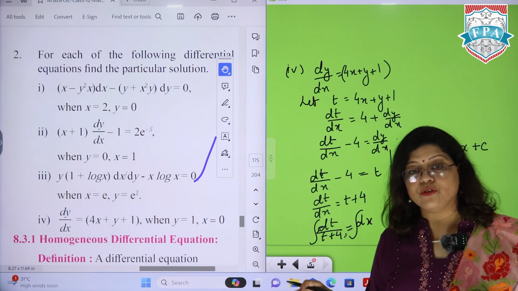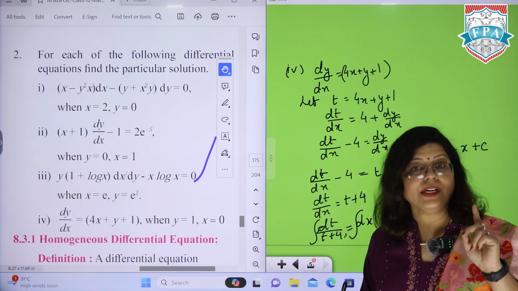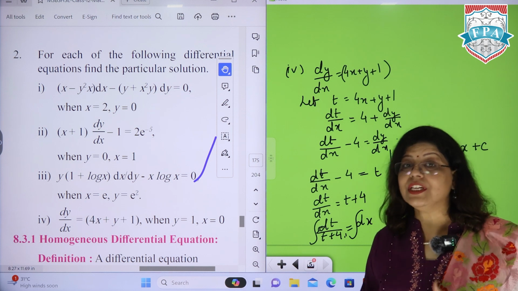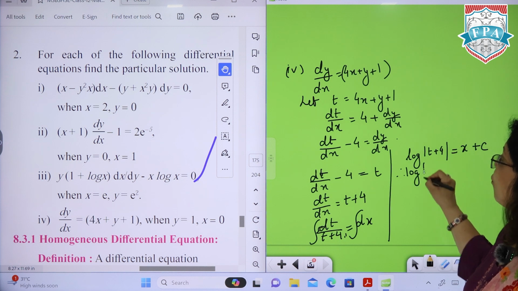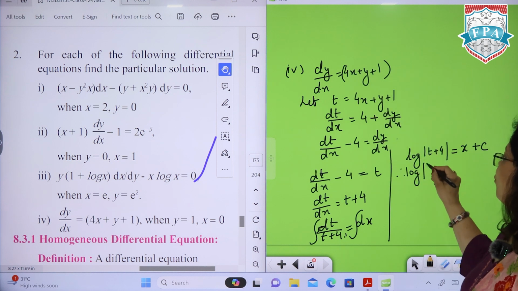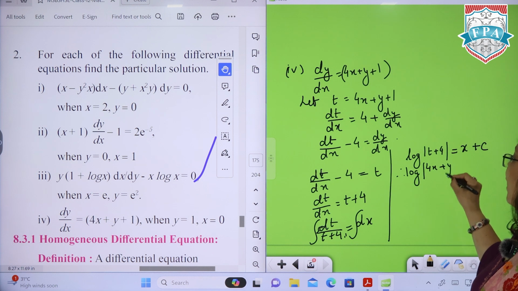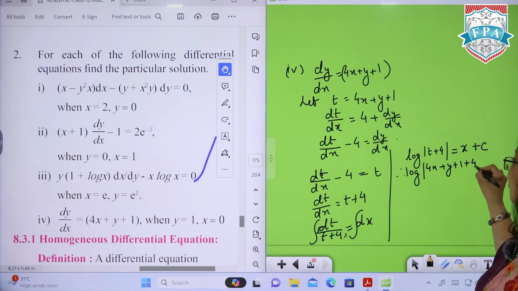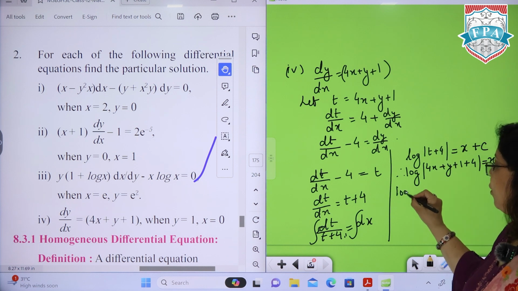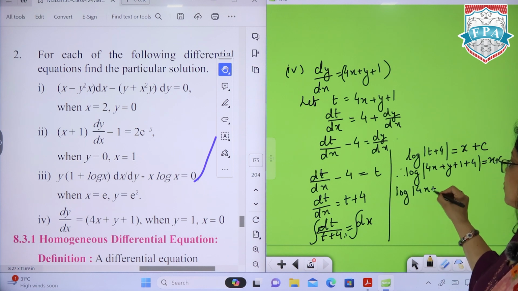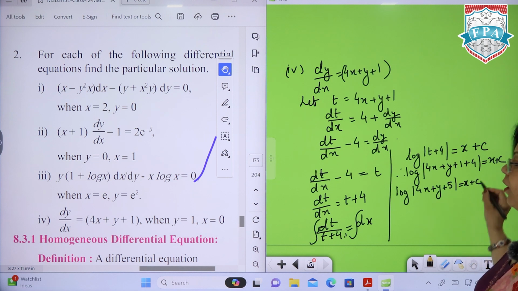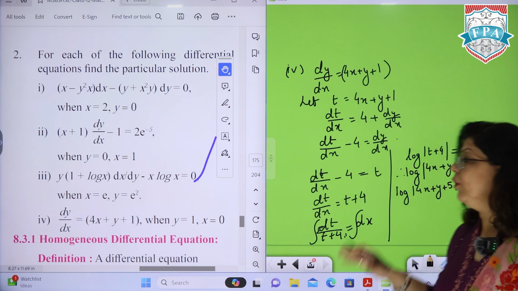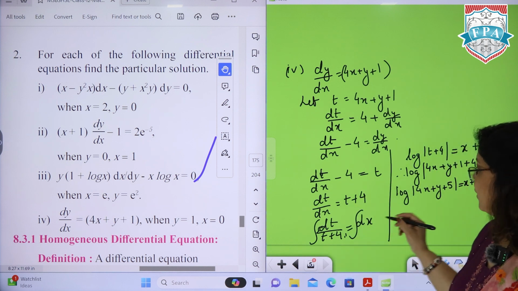Now this is the general solution, but we can't give the general solution in t terms. So we have to resubstitute. So therefore the general solution is log of, instead of t, we are going to write 4x plus y plus 1, plus 4 is automatically there, is equal to x plus c. So we are going to get log of 4x plus y plus 5 is equal to x plus c.